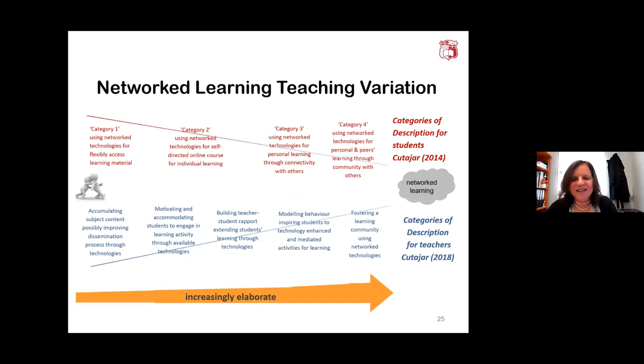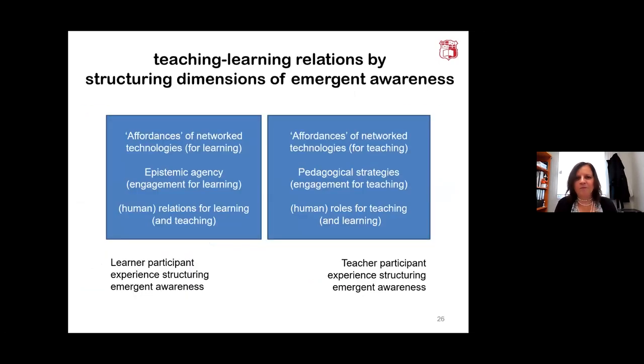Okay, so bringing together two studies that I did, one with the students and one with the teachers in the same teaching and learning context of a university complex, I was finding that in the most elaborate category, the teacher's perspective of what it means to be using network technologies for teaching and the student's perspective of what it means to be using network technologies for learning were coming together. Not exactly together, but approaching each other. And the more intriguing thing was that the constituted critical dimensions of awareness which were upholding those structures were actually coming very, very close together as well.